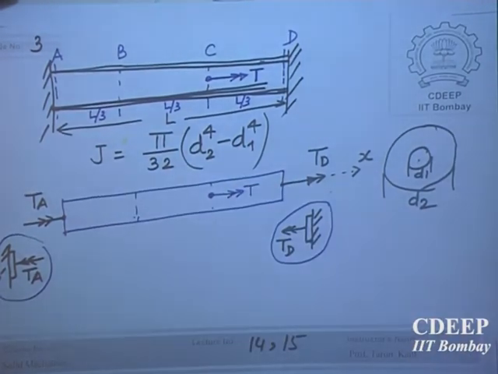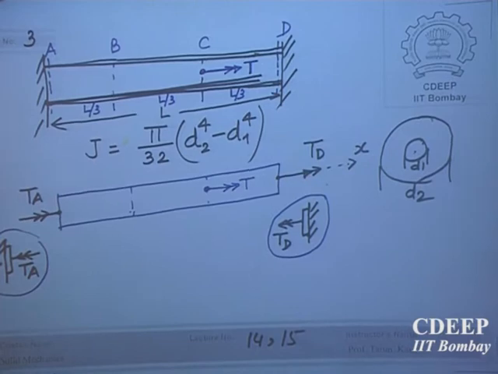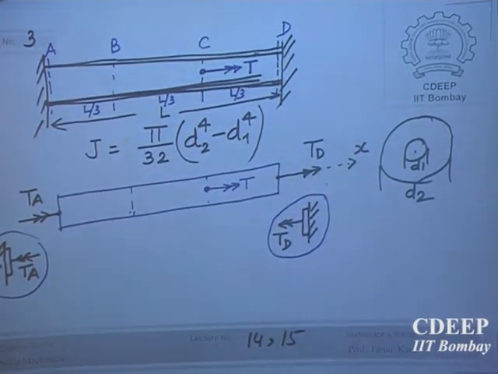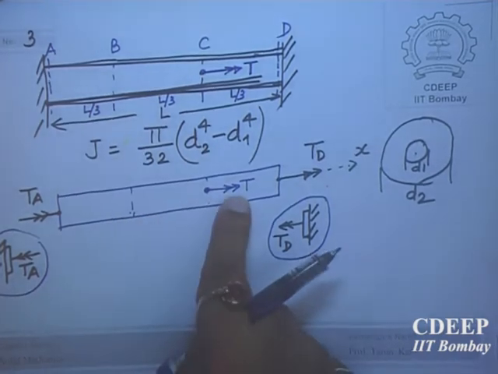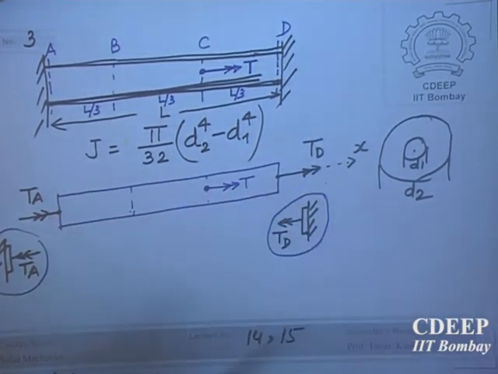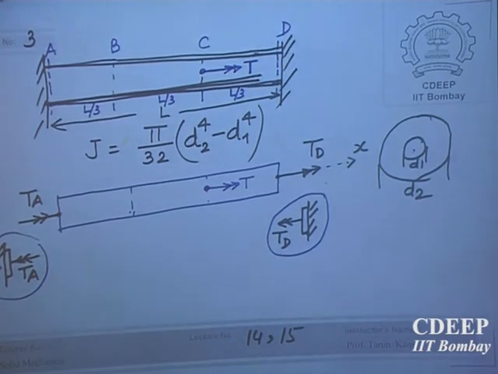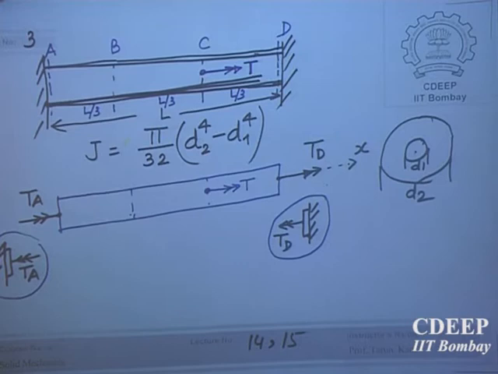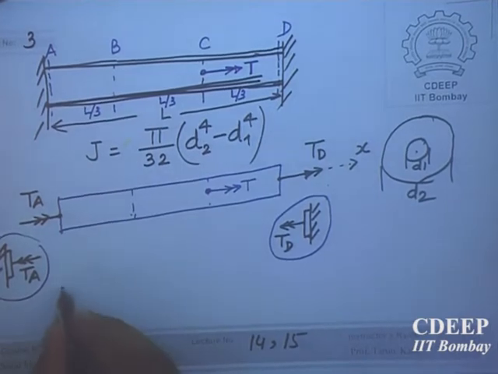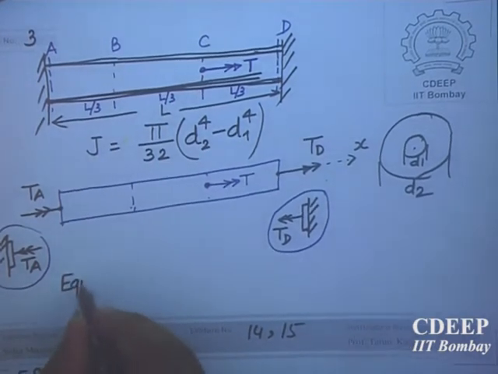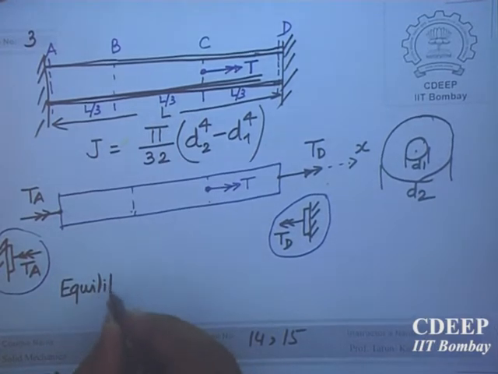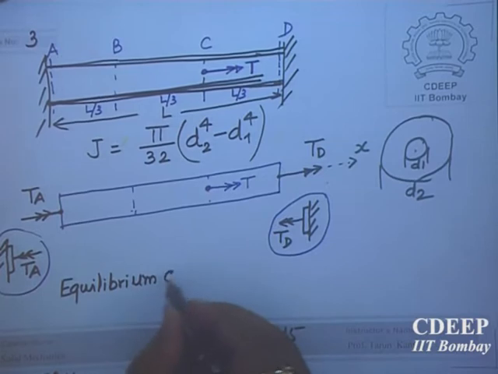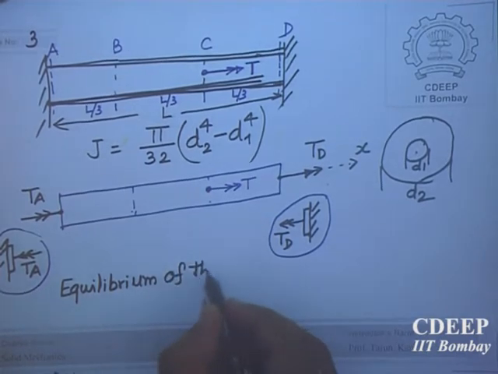But then for the equilibrium of the body, this rod or this shaft is in a state of equilibrium under the action of external T and internal TA and TD. These are the only ones, so it must remain in equilibrium. First condition is equilibrium, so equilibrium of the body. See, these are not difficult concepts. Equilibrium of the shaft.